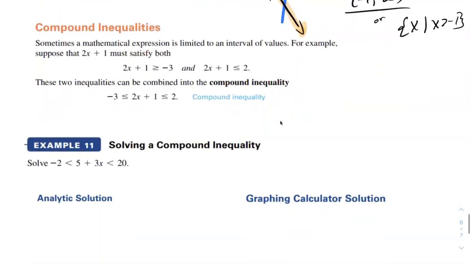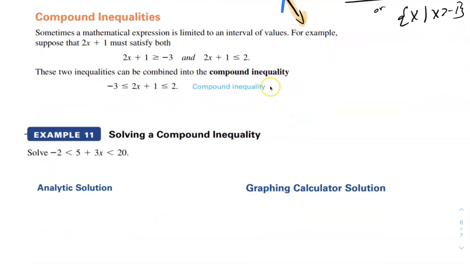Okay, last one, compound inequalities. So that's when you have an and statement, you can combine the two inequalities. So like you see here, you have 2x plus 1 is greater than -3, but also 2x plus 1 is less than 2. So you can kind of combine it. This thing is less than 2 but greater than -3, you can move the -3 to like right here. And you get this guy.